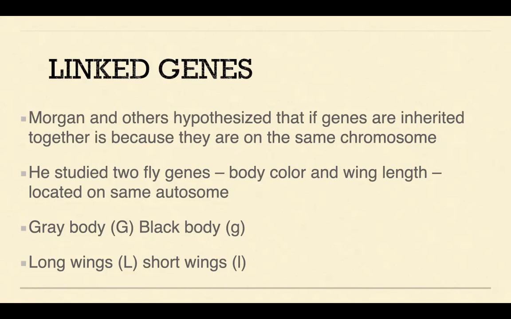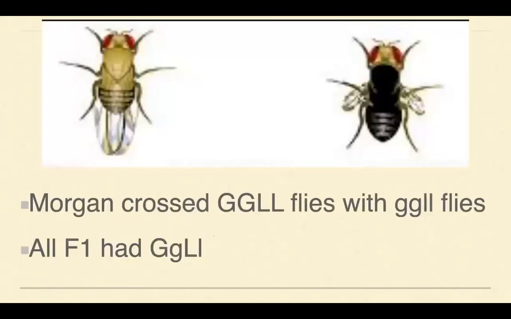So for Morgan, he studied 2 fly genes, one of them for body color and one of them for wing length. They're both located on the same autosome. So you've got gray body, which is dominant to black body, and long wings, which are dominant to short wings. He crossed homozygous dominant gray long-winged flies with homozygous recessive black short-winged flies. The entire generation is going to be heterozygous, right? That makes sense because we've done dihybrid crosses before as well.